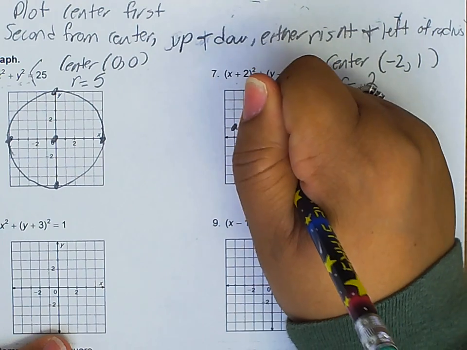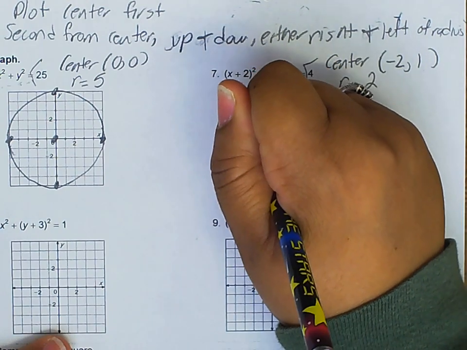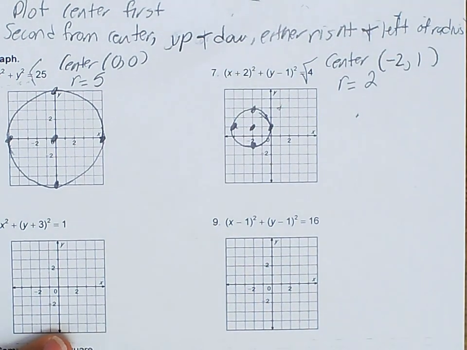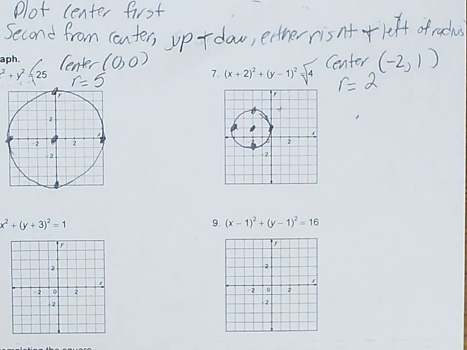Uh-oh. Try not to make it look like a, this was kind of looking like a diamond. Try to make it look like a circle. There you go. All right, let's do the last 2.